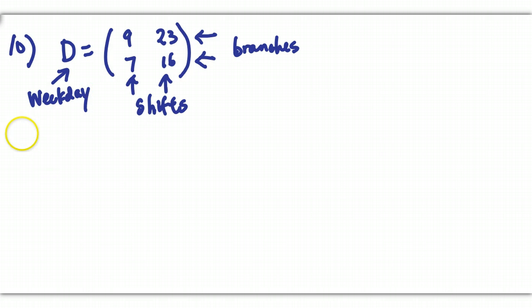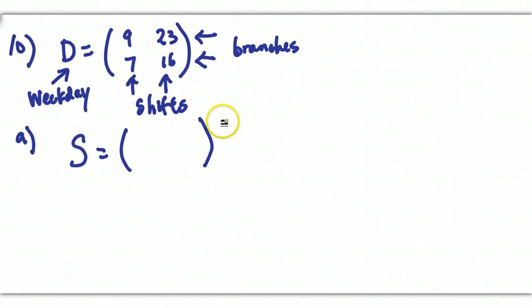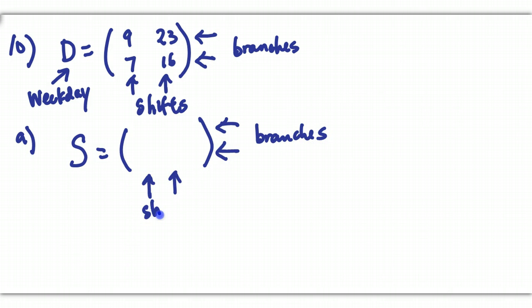So now in part A, you are told to represent the number of workers on duty on Saturday and Sunday by matrix S. And you're told that matrix S will have a similar arrangement as matrix D. So we know that it should be a 2 by 2 matrix like matrix D. And if it's a similar arrangement, again, what is in the row should be the branches, and what is at the column should be the shifts.